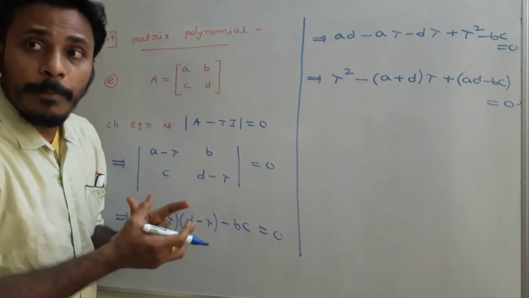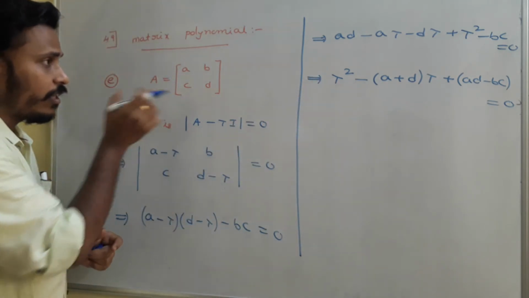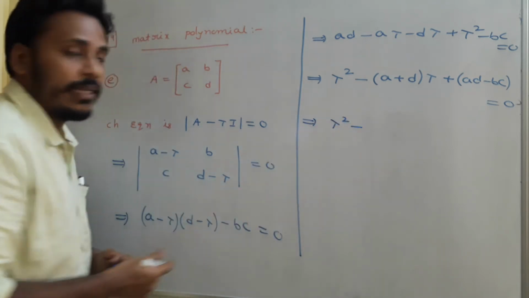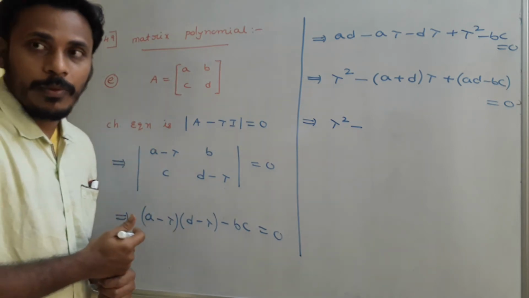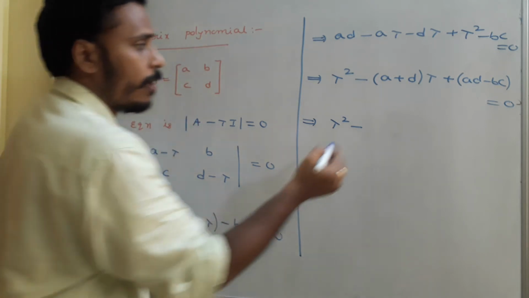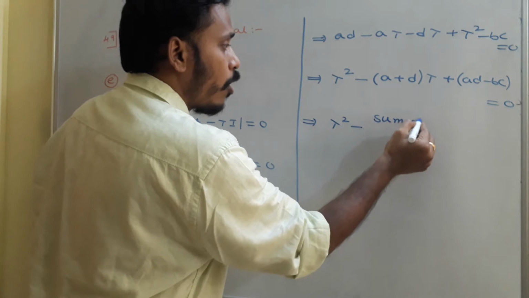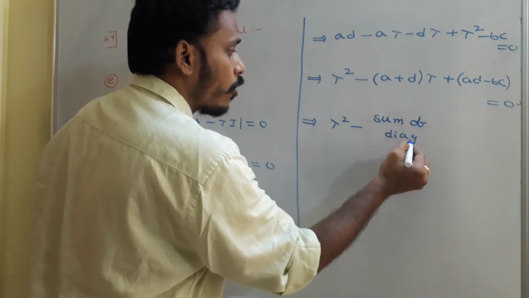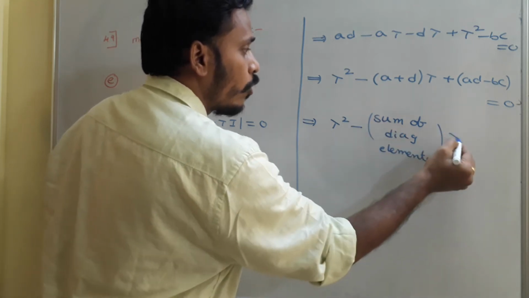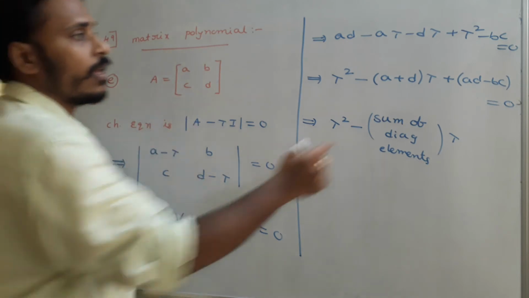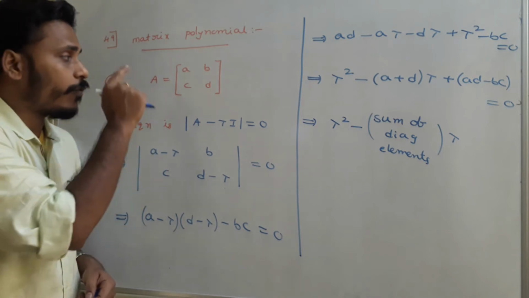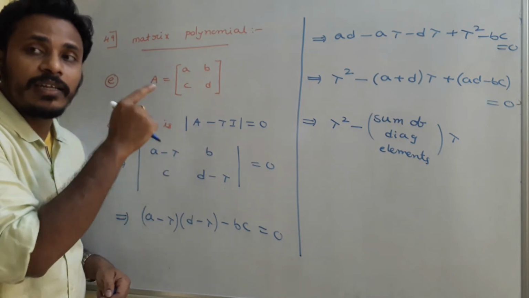See, just compare the final equation with the given matrix. On comparison, this implies lambda square minus A plus D times lambda. That A plus D is simply nothing but the sum of the diagonal elements here. So lambda square minus the sum of diagonal elements into lambda, plus AD minus BC. See, what is that AD minus BC when related to this given matrix? For this given matrix, the determinant of A is that AD minus BC.